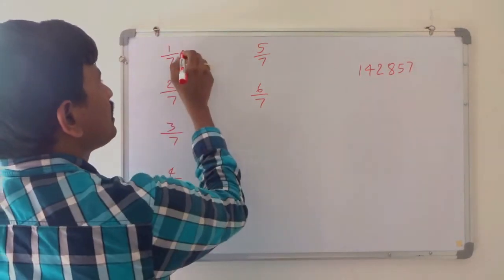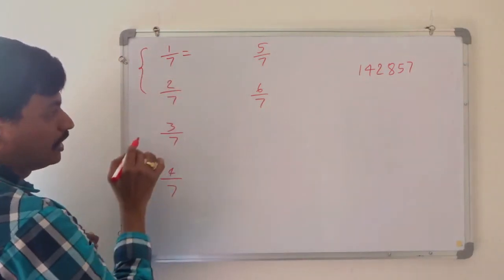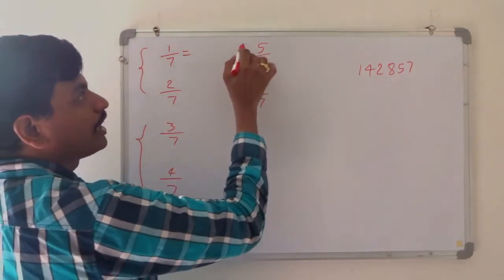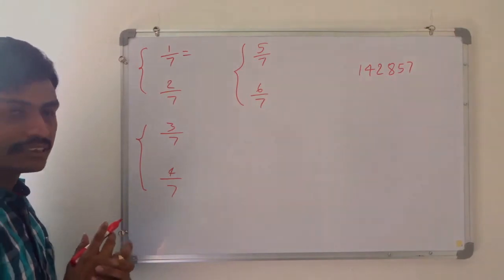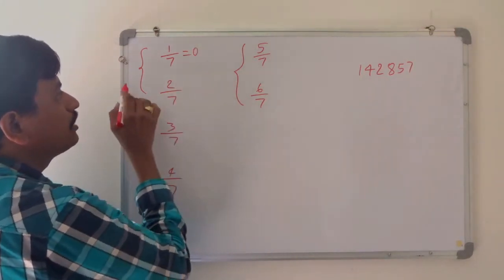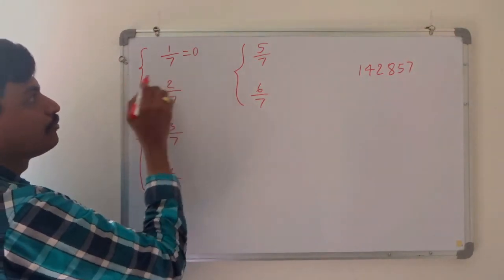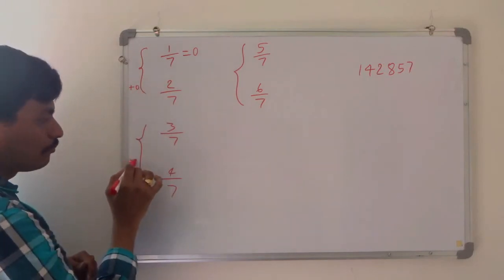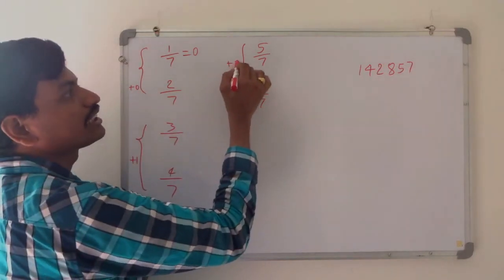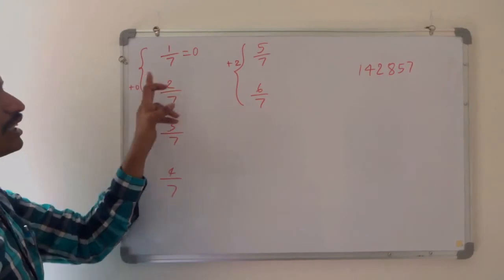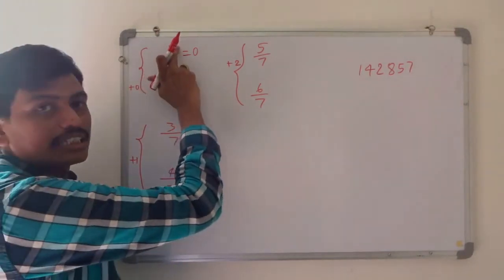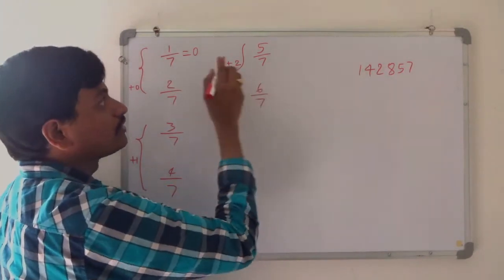Now first we shall take, so these two will be the same, and 3, 4 will be the same, and 5, 6 will be the same, the remainders. So here the same number, that is plus 0, plus 1, plus 2. Just remember that one, plus 0, that is just the numerator is 1. Start with 1.